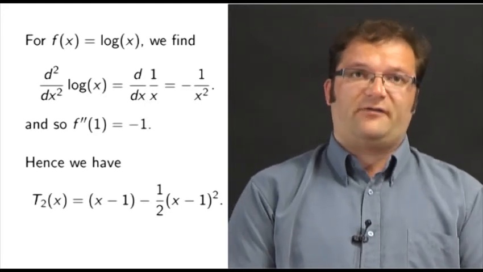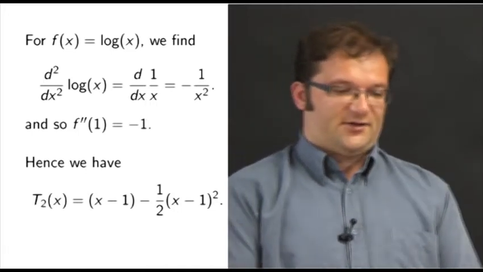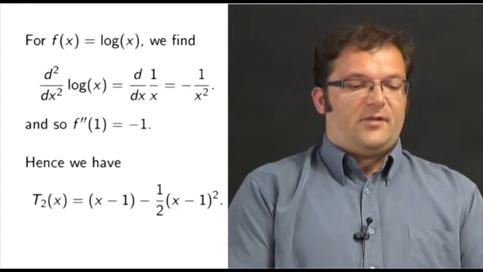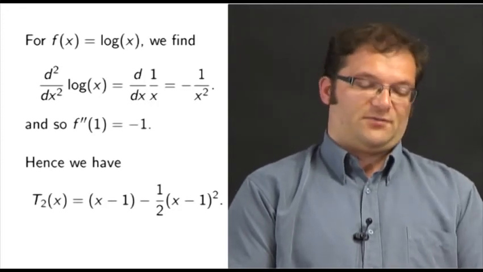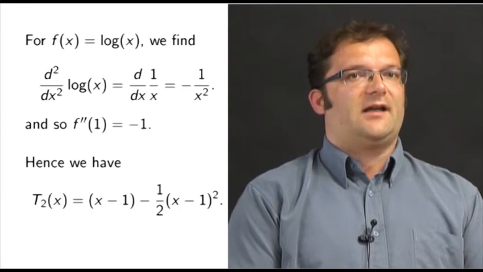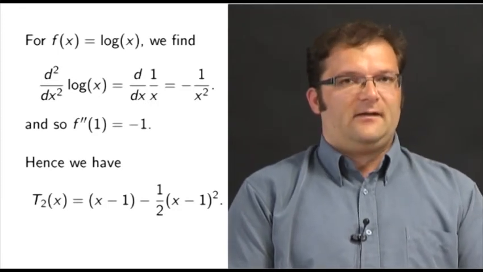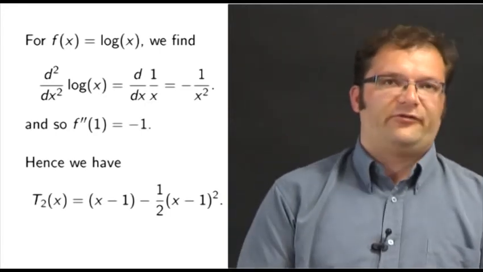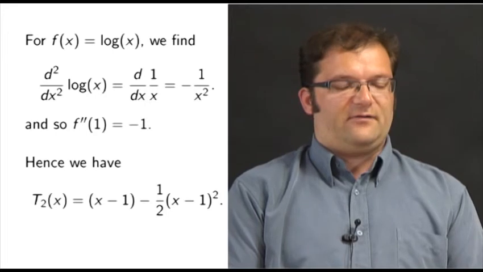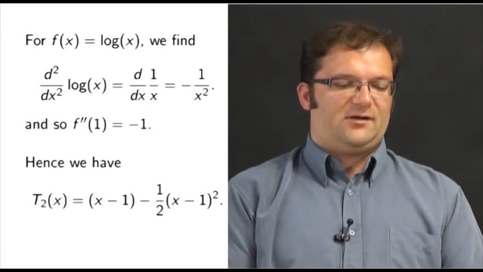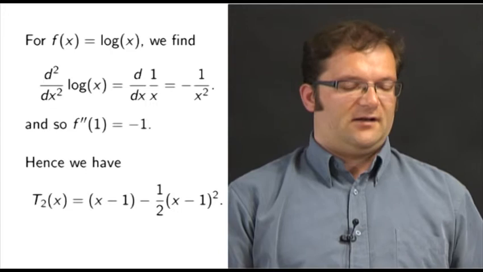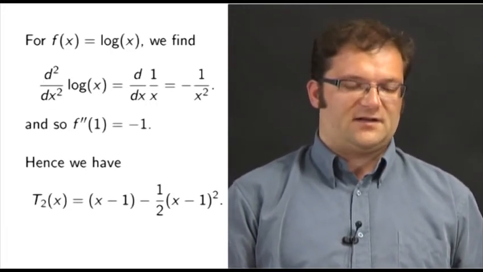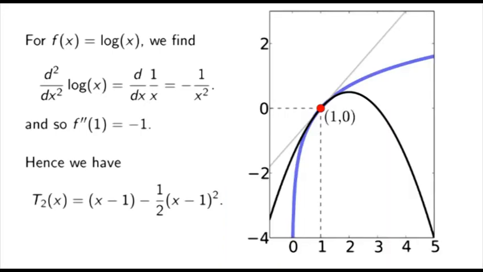So the only thing we actually have to compute now is the second derivative of the function at x equals 1. The second derivative of the logarithm is the first derivative of 1 over x, because 1 over x is the first derivative, and so we get minus 1 over x squared. If we substitute x equals 1 into this formula, we find that the second derivative of f at x equals 1 is minus 1. So our polynomial is given at the bottom. Remember that we have to divide the second derivative by 2 from the formula on the previous slide. And here's what it looks like.